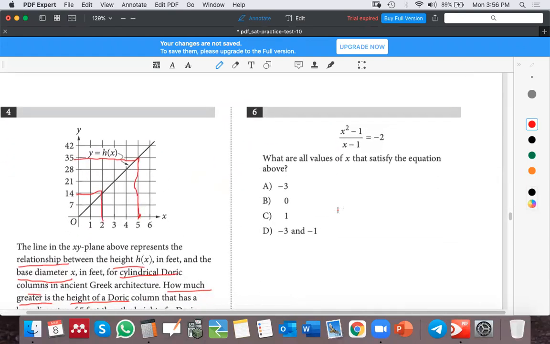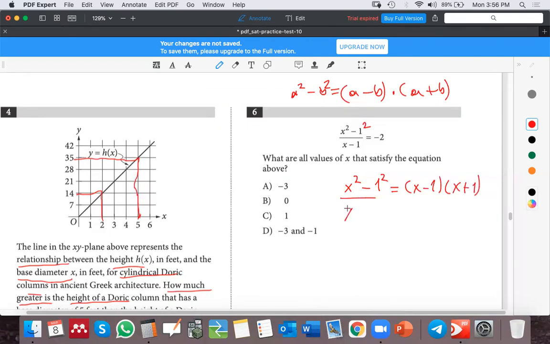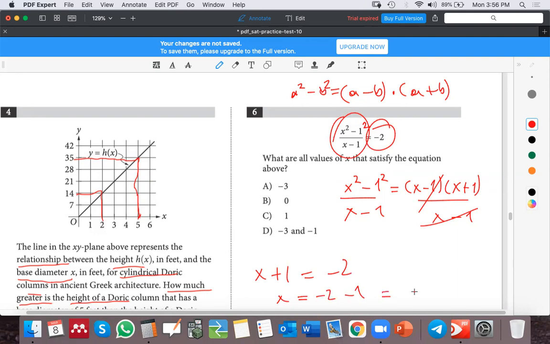Now, question number 6. When I look at here, I see that factorization directly. A squared minus b squared is equal to a minus b times a plus b. So x squared minus 1 squared is x minus 1 times x plus 1, divided by x minus 1. So when I divide, what is left? x plus 1 is left. Here, x plus 1 equals negative 2. So x is negative 2 minus 1, which is negative 3.